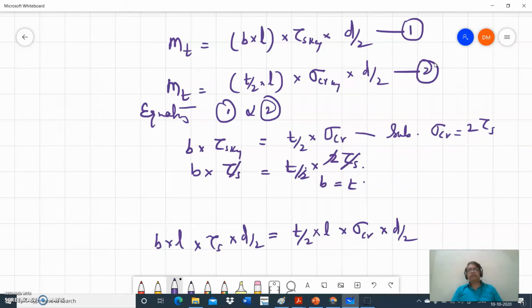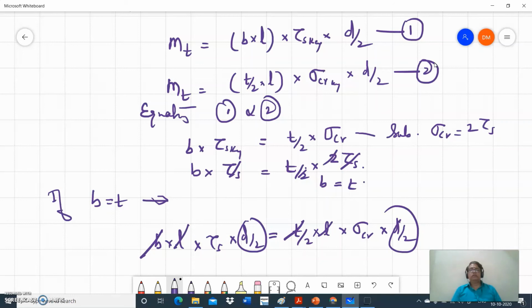Now if they give B is equal to T, what happens here? B and T get cancelled out, right? D by 2 is D by 2 over, so L gets cancelled out. So that is tau S is equal to sigma CR upon 2. So you can say that crushing stress is equal to twice the shear stress. So we have proved that if it is a square key, the crushing stress is twice the shear stress.